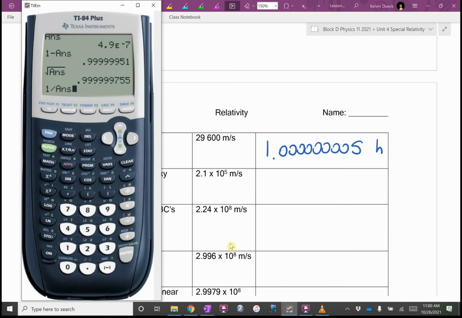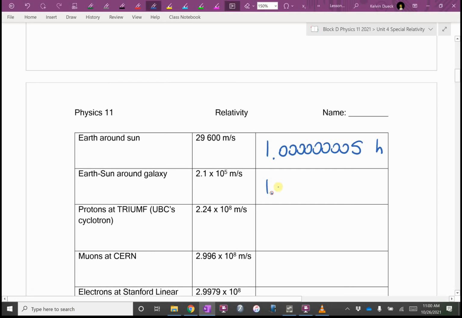And I get 6 zeros and a 245. So for every hour that we experience, the Milky Way galaxy experiences 1.0000245 hours. Time is moving slightly faster on the Milky Way galaxy than for us, at the center of the Milky Way galaxy. Okay, let's go faster.